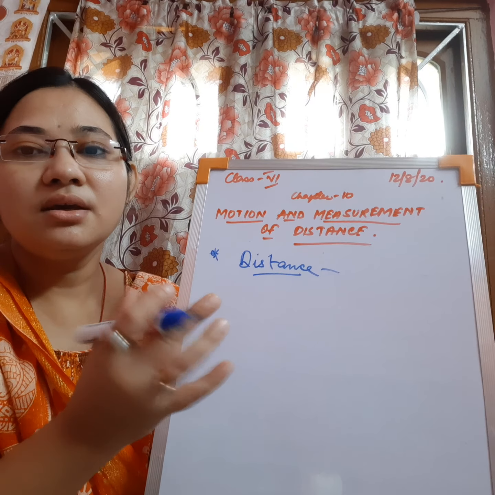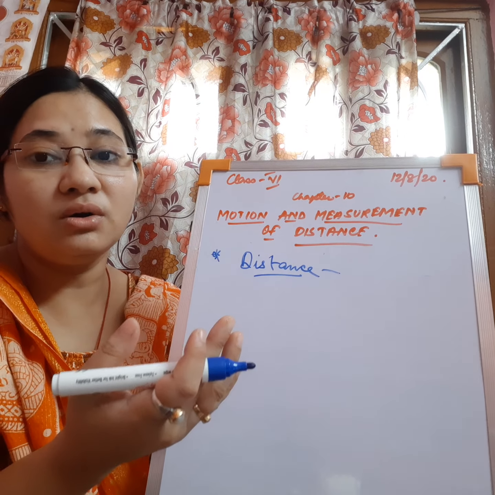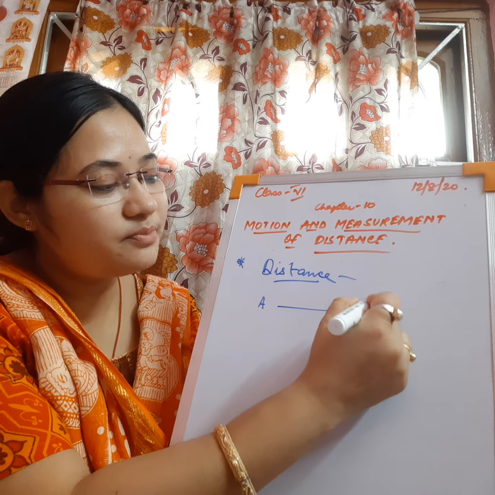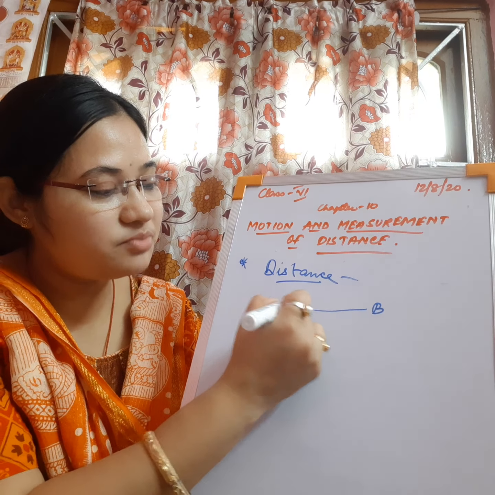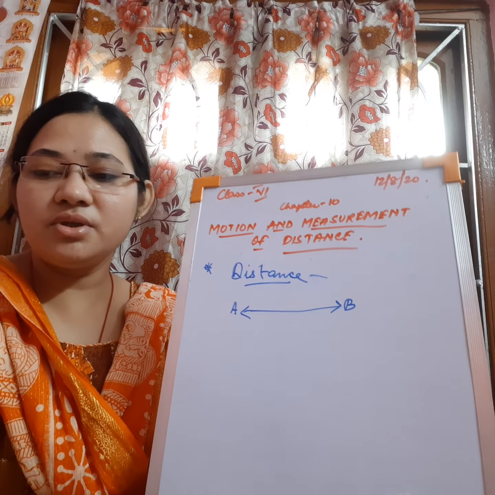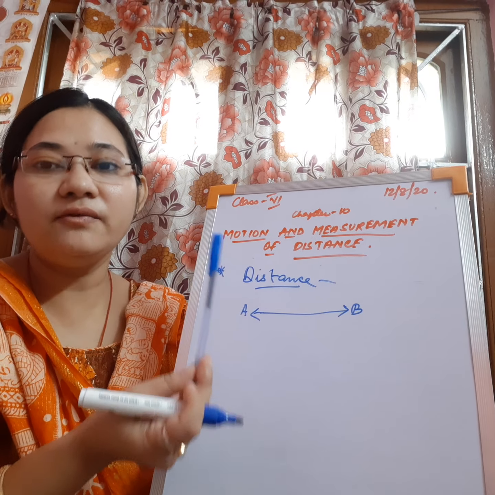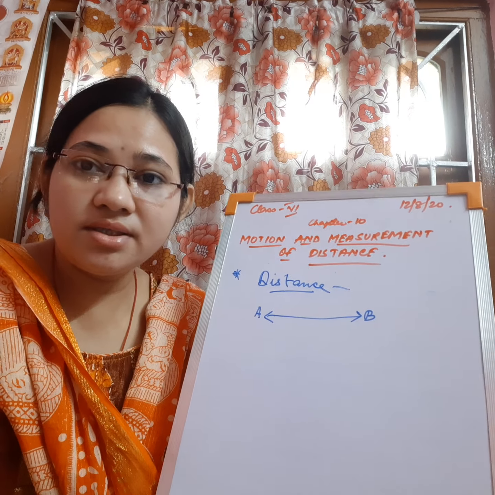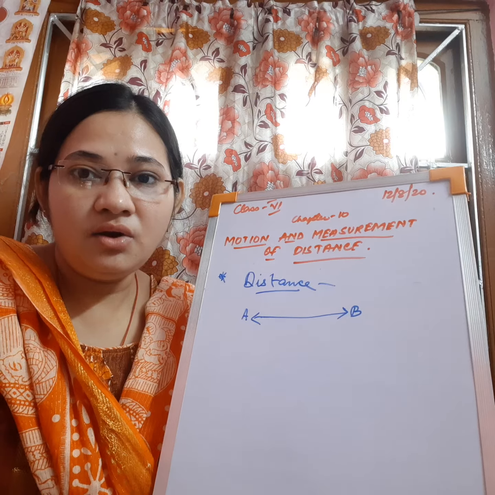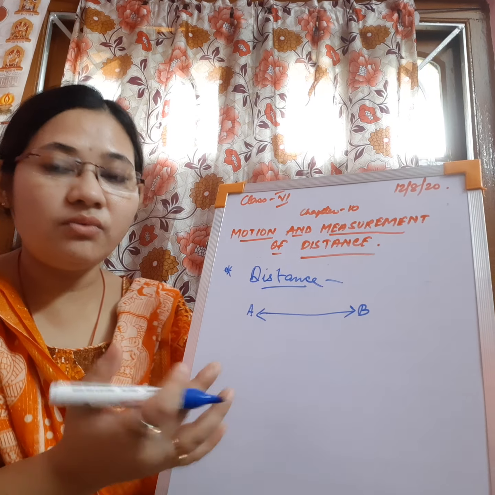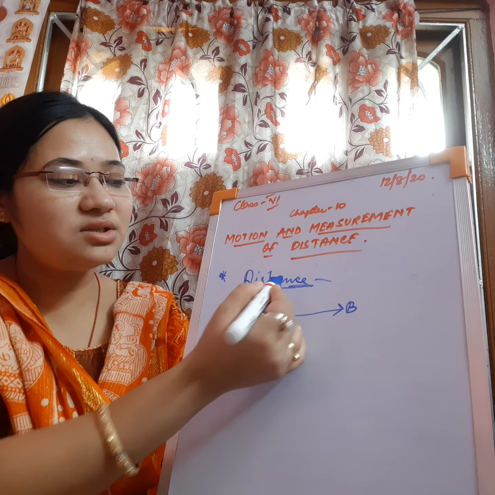Distance means how far or how long any place is. Suppose this is point A, this is point B. How far is point B from point A? Or suppose this is a pen, what is the length of this pen? Or what is the length of this room? Or the length of the dress that I am wearing? Or the length of the piece of cloth that I have bought from the market? So distance means distance or length.